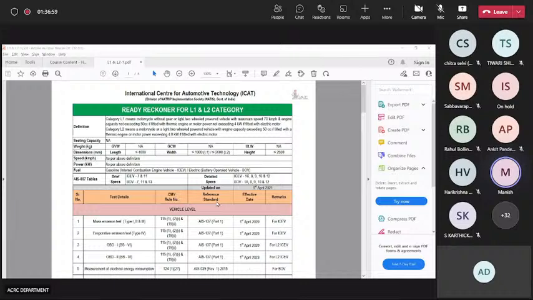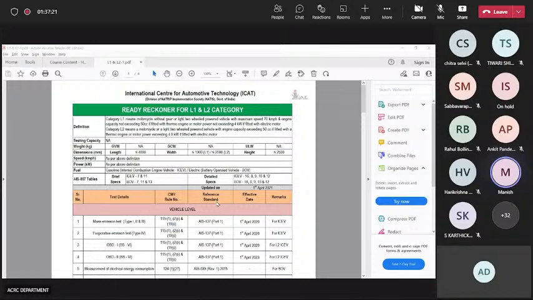Okay. So there are different vehicle categories also defined by the government. There's L1 category vehicle, L2 category vehicle, M1, M2, N1. So different categories are there. So many things are there in terms of vehicle definition. And today I'm going to talk about basically two-wheelers and what tests we do on the homologation side. Okay.